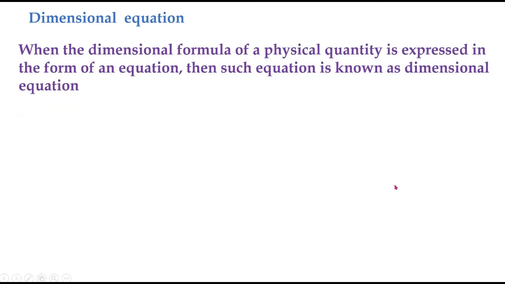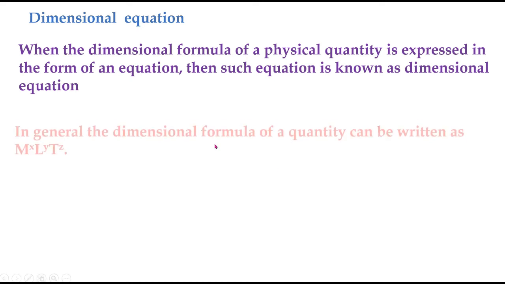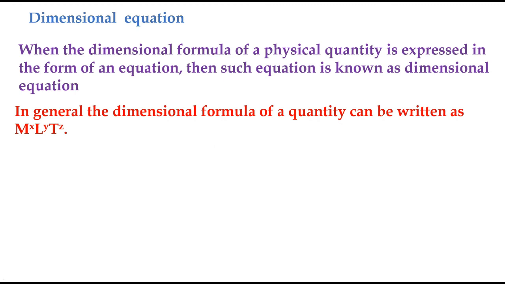Dimensional equation. What is a dimensional equation? When the dimensional formula of a physical quantity is expressed in the form of an equation, then such an equation is known as a dimensional equation. In general, the dimensional formula of a quantity can be written as M raised x, L raised y, T raised z.